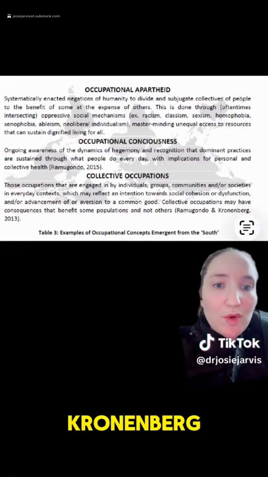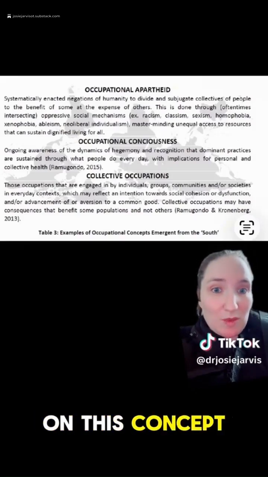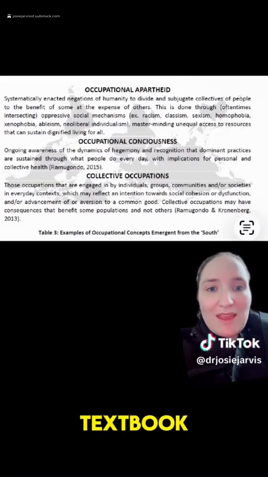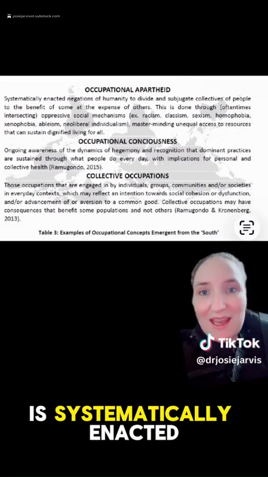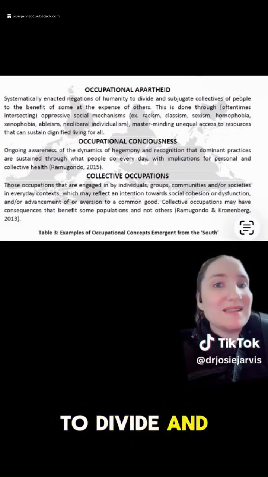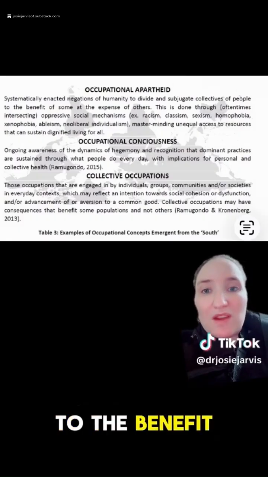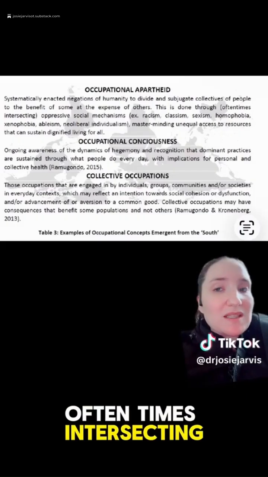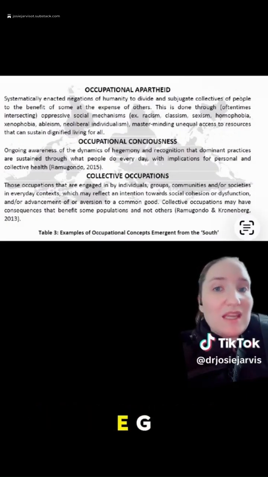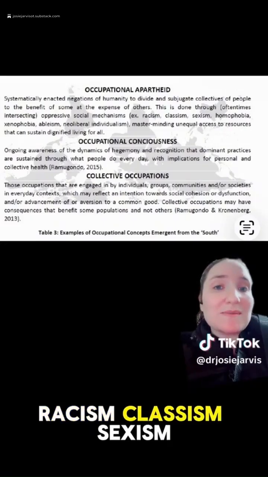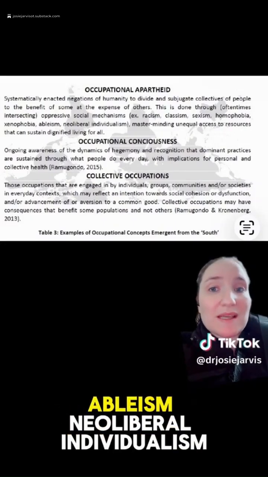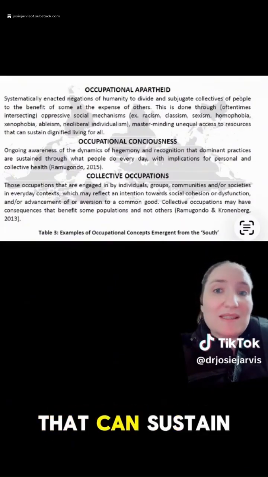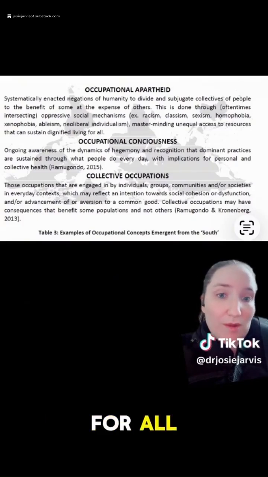So direct from Kronenberg, who co-published on this concept with Nick Pollard in the first edition of the Occupational Therapy Without Borders textbook, the formal definition is: systematically enacted negations of humanity to divide and subjugate collectives of people to the benefit of some at the expense of others. This is done through oftentimes intersecting oppressive social mechanisms, e.g., racism, classism, sexism, homophobia, xenophobia, ableism, neoliberal individualism, masterminding unequal access to resources that can sustain dignified living for all.